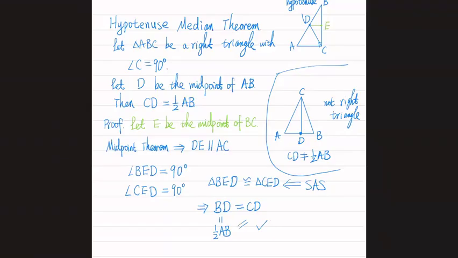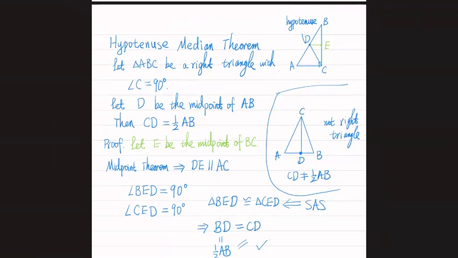Okay, so how did we prove it? Why is this half of this? We used the property that this is a right triangle. Without it, we don't have this property. Yes, Eric. Why is it called the hypotenuse median theorem? Because this side is the hypotenuse, and this is the midpoint, we call this the hypotenuse median, and it's a theorem about this hypotenuse median. I see. Yeah, okay.